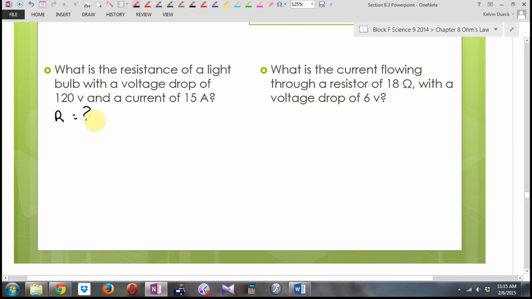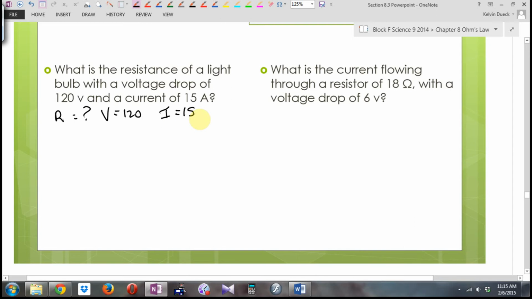120. What is that? Look at the units right next to it. You're right. Say it nice and loud and proud. V equals 120. What's that 15? Amps, which is what? Current. Symbol? I, not C. There's the D part of DFIC.